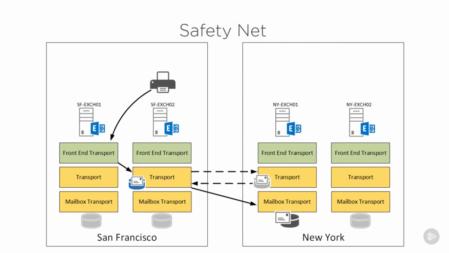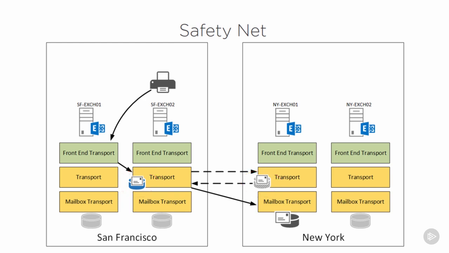So here's an example of safety net in action. Let's say a message has been successfully delivered to the recipient. After successful delivery, both the primary copy and the shadow copy of the message are moved to safety net, which is part of the transport database.